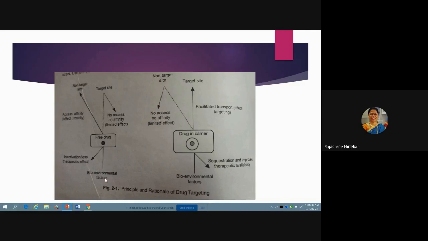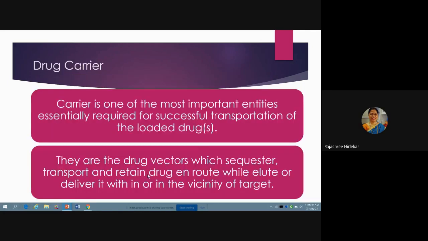So this is how we compare the simple free drug and the drug which is present in the carrier. Therefore, we need to know what this drug carrier is. It is a very important component of the targeted drug delivery system. The carrier is one of the most important entities essentially required for successful transport of the loaded drugs.